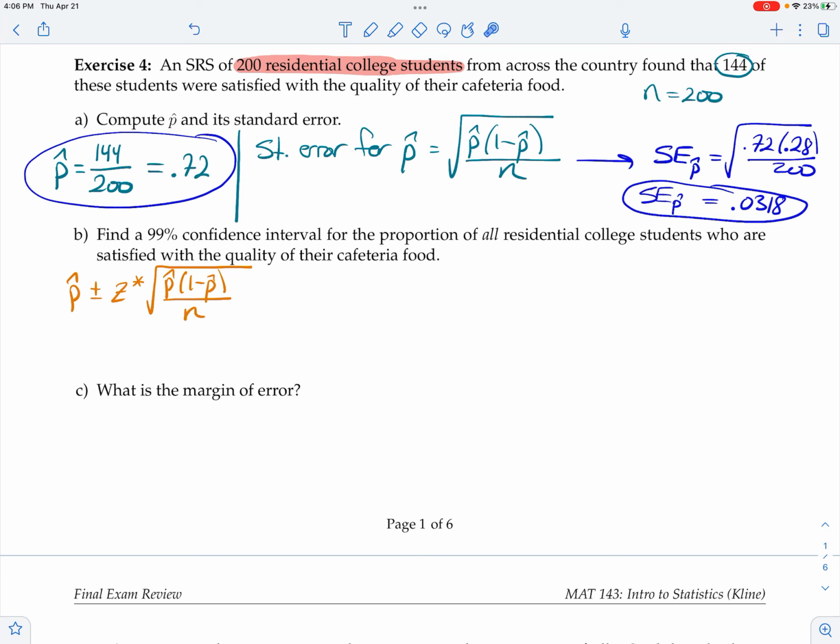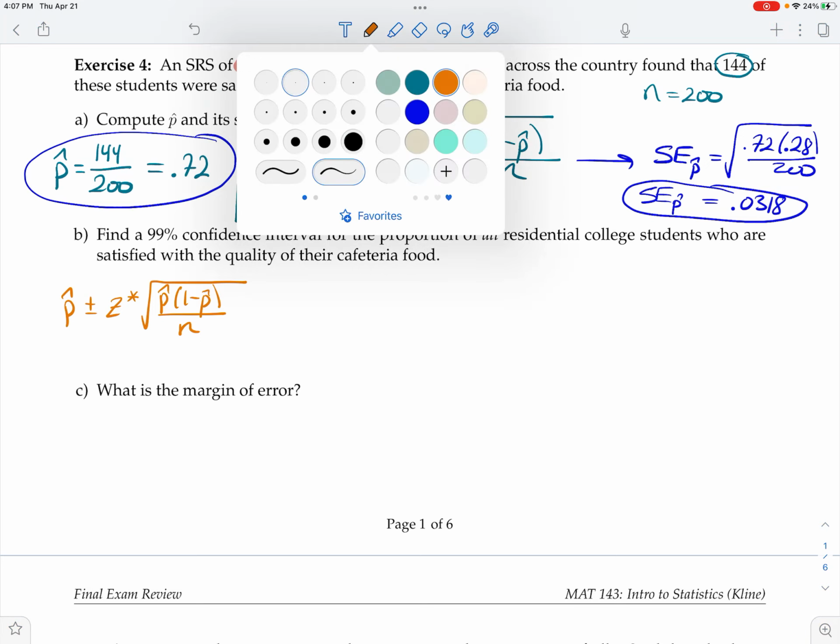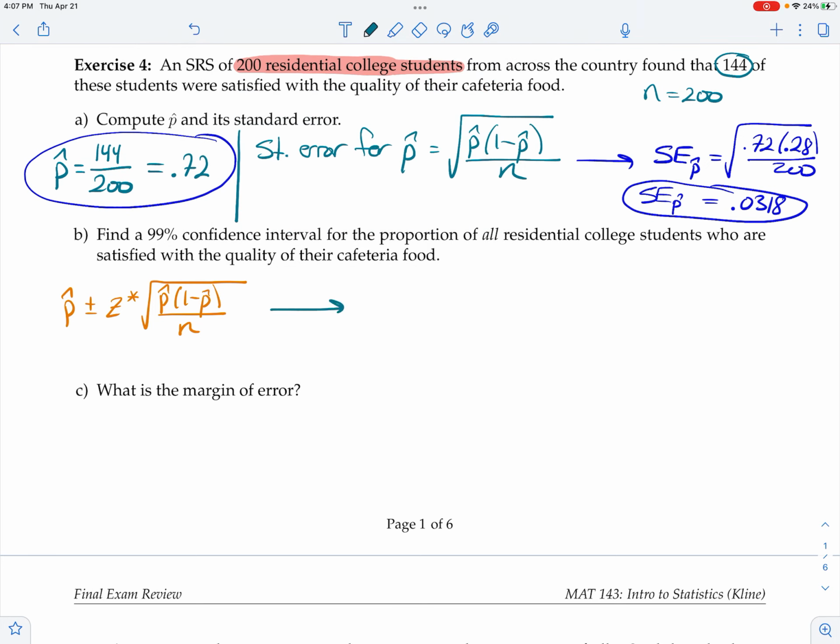Keep in mind that when you're working with proportions, they follow a normal distribution, so you actually use a z right here. And if you look at your final exam formula sheet, we actually list out the z star associated to the 99% confidence level. You might even remember it. It's 2.576. And so at this point, we just plug everything in, and we can write down 0.72 plus or minus 2.576 for our z star.